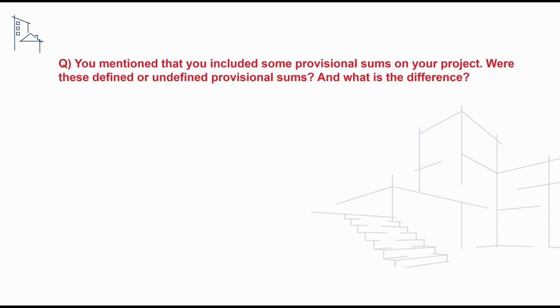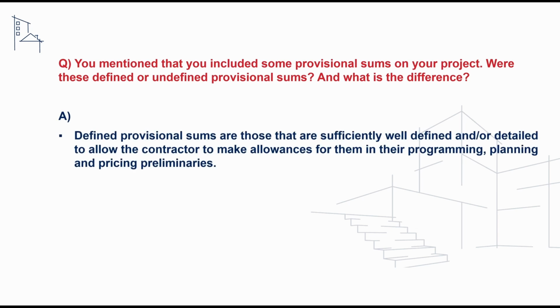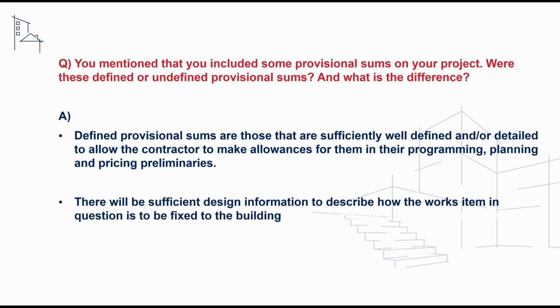We may also be asked a question on our understanding of provisional sums. We may also be asked a question on our understanding of the difference between defined or undefined provisional sums, and to address this we can say that defined provisional sums are those that are sufficiently well defined or detailed to allow the contractor to make allowances for them in their programming, planning and pricing. And this is where there will be sufficient design information to describe how the works in question are to be fixed to the building and in what quantity.